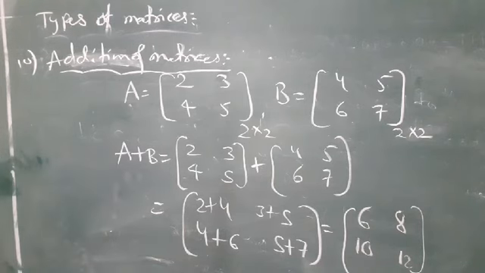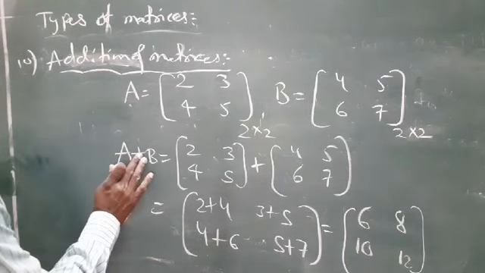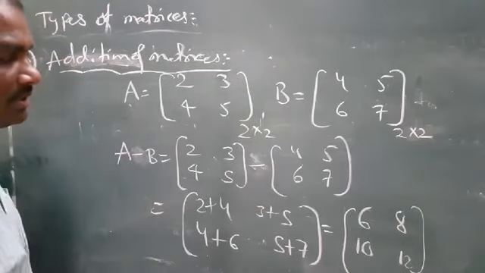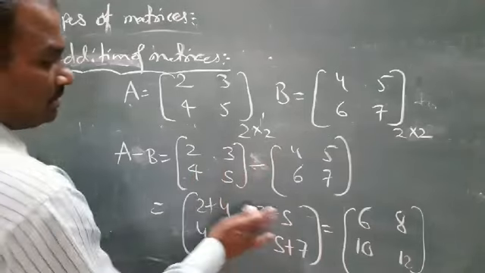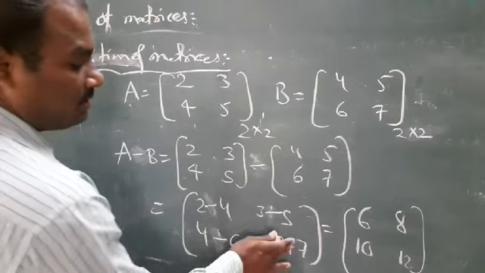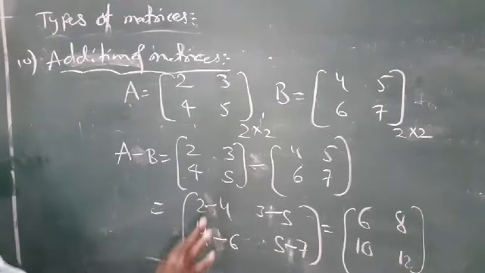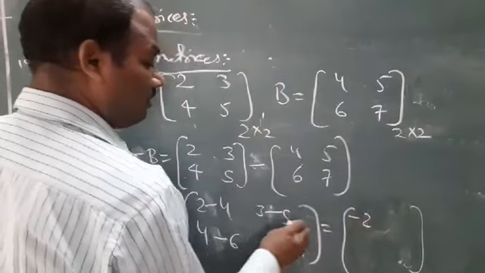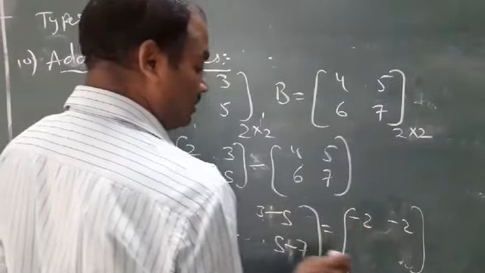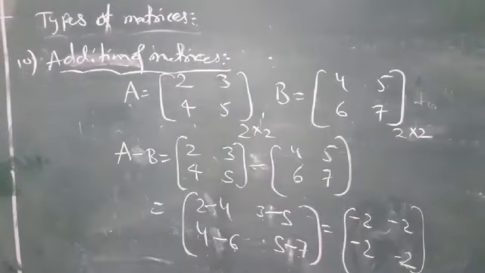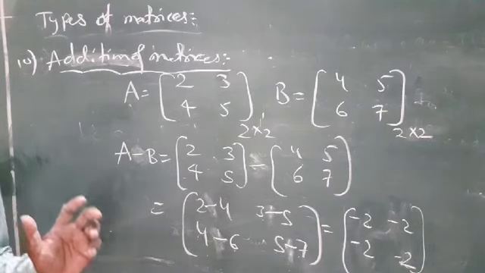Okay. Next one, addition. Now we are also sometimes using subtraction, minus. The same way you can use it like that. A minus B. Here 2 minus 4, 3 minus 5, 4 minus 6, 5 minus 7. Here 2 minus 4 is minus 2, 3 minus 5 is minus 2, 4 minus 6 is minus 2, 5 minus 7 is minus 2. Are you observing here? Do you understand? Very good. Very easy.